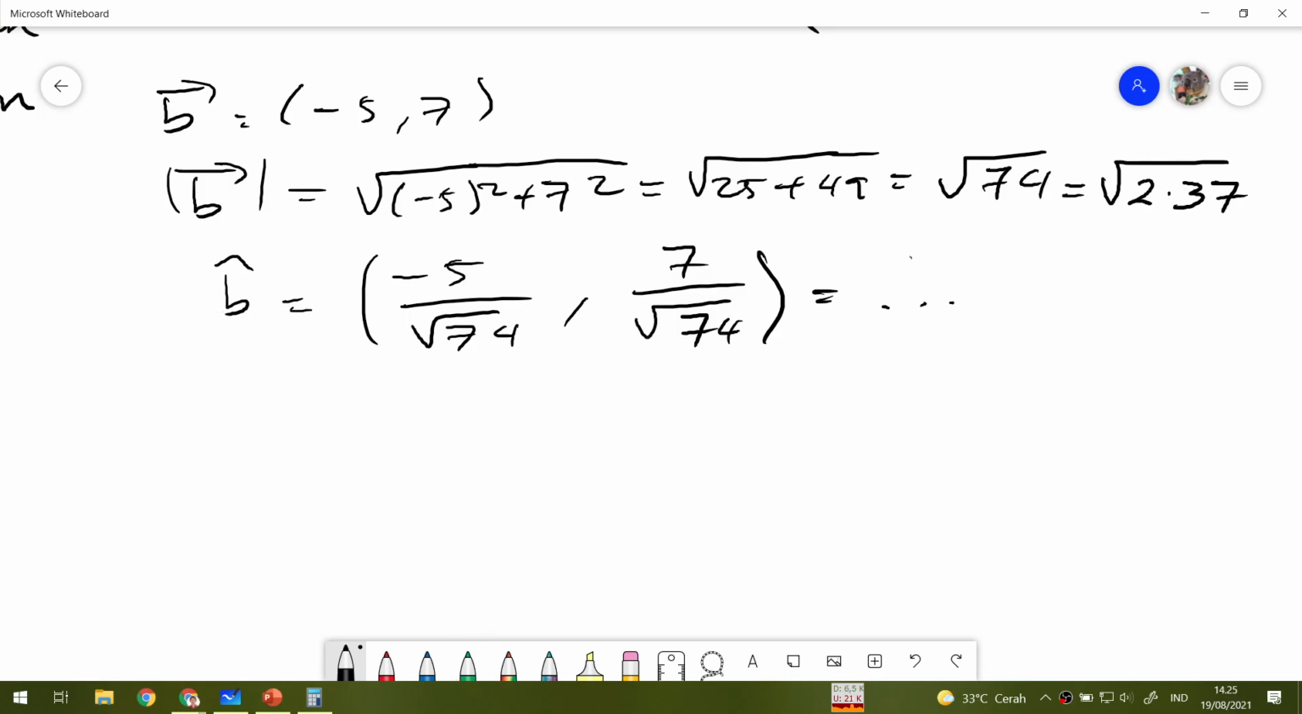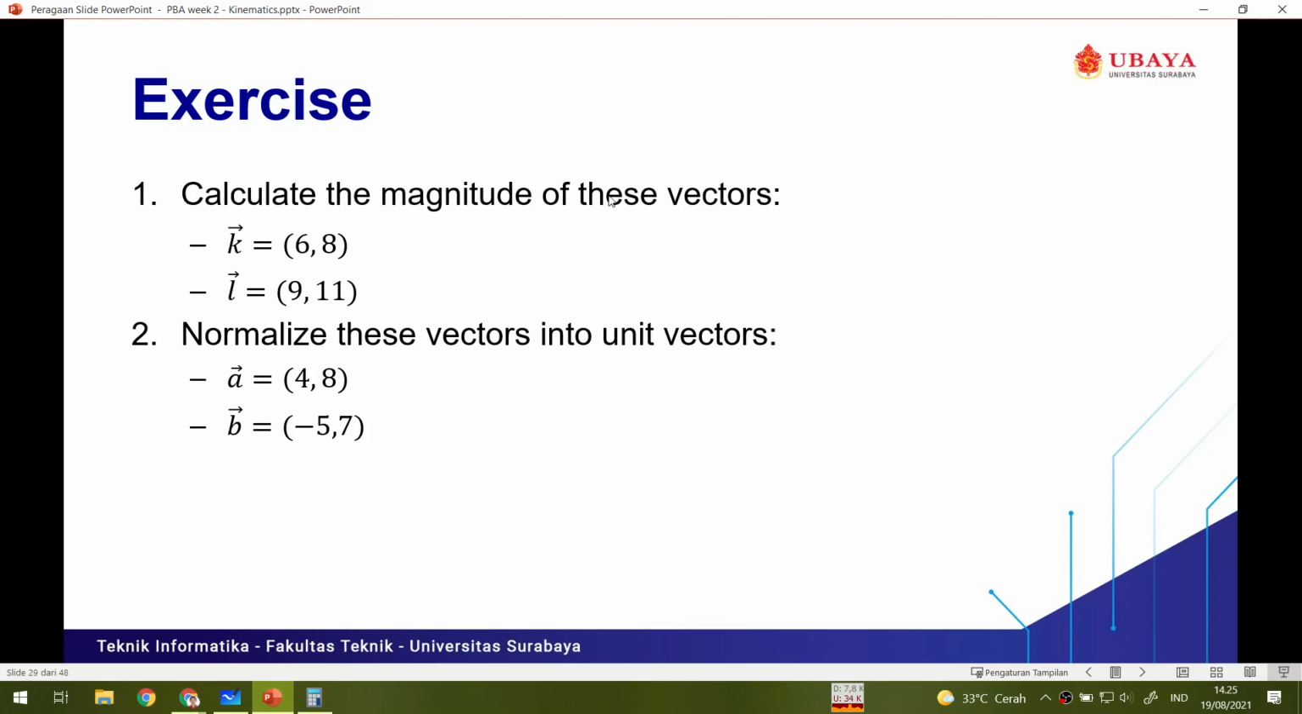Okay then, so I guess you have completely understood how to calculate the magnitude of any vectors and also normalize any vectors into unit vectors. So do you have any questions about vectors, what we have learned so far? I guess not yet for now. Should you have any questions later, you can always chat into the Hangouts group chat, yeah?